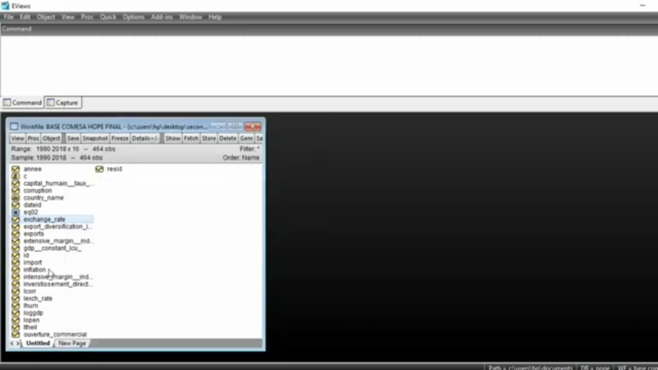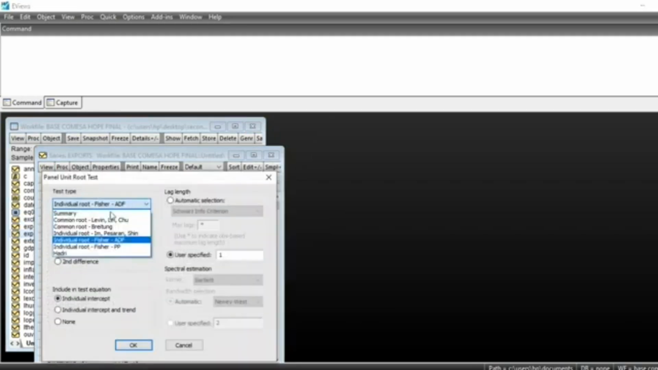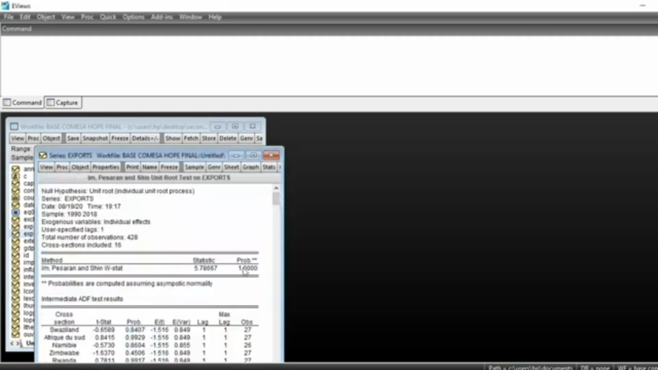So let us look at export, for example. Then open the series, go on View, Unit Root Test, then click on Im, Pesaran and Shin, for example. Then we click on OK, and we can see that our p-value is 1, meaning that we cannot reject the null hypothesis, meaning that we accept the null hypothesis of the presence of a unit root in our series. So we should look at the first difference stationarity test in order to determine the level of integration.